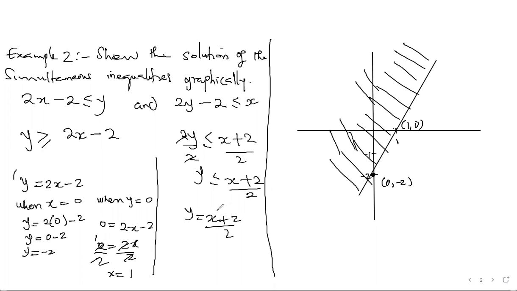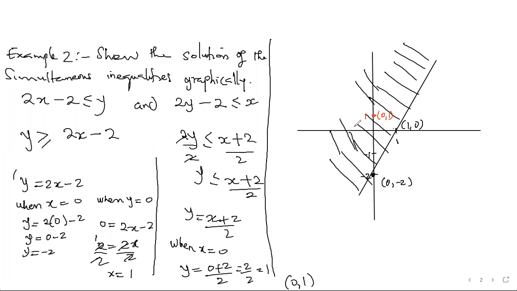Okay. Now let's plot the other line. So for this line, when x is 0, what is y? If I put 0 here, y will be 0 plus 2 over 2, which is 2 over 2, and that's 1. So I have 0, 1 as one of the coordinates. For the second line, let me use another color. It passes through y equals 1 and x equals 0. So this is 0, 1.